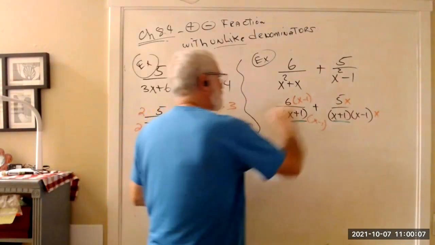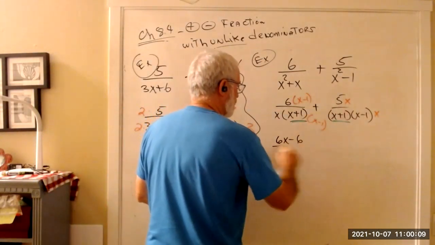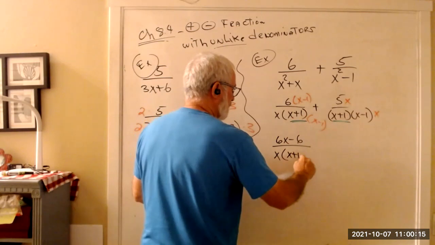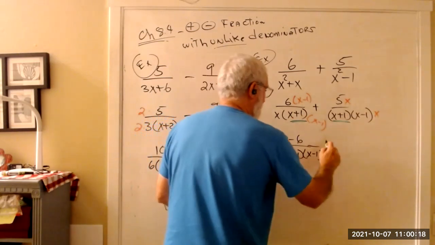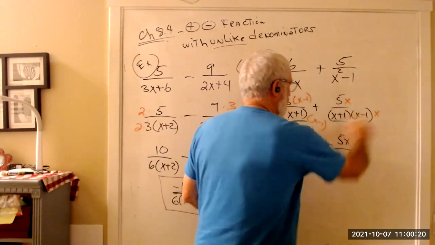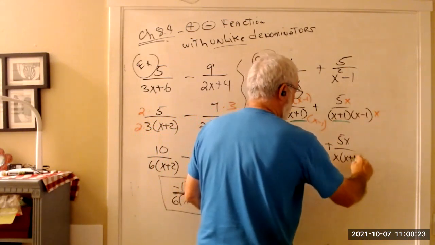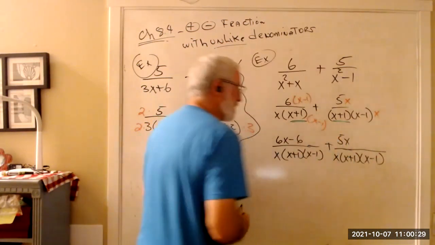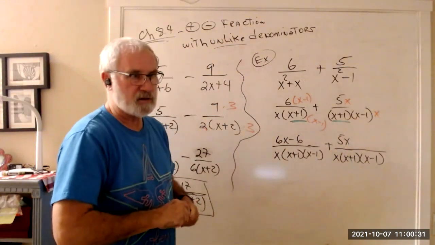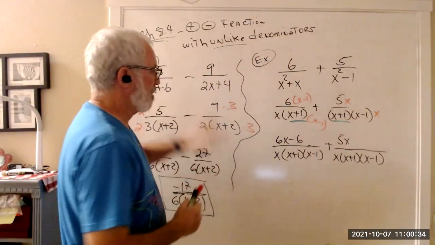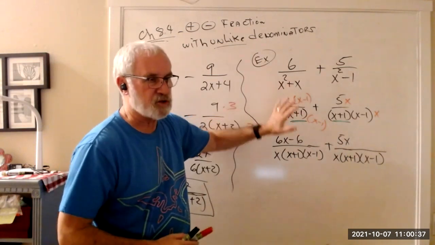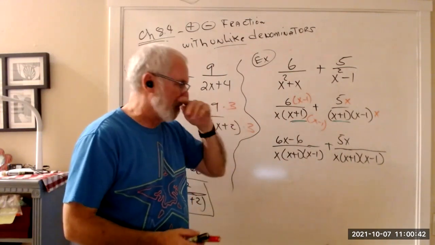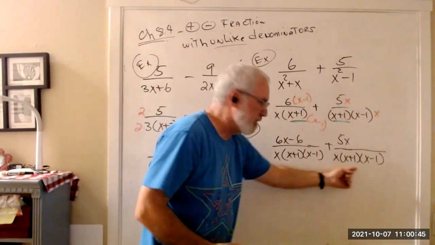So we put all this mess together. So we have 6x minus 6 over this whole stinking thing, x times x plus 1 times x minus 1, plus 5x over x times x plus 1, x minus 1. Notice the denominators are now the same. All of this extra work is meant to get the same denominator. The numerator is all screwed up. We don't care about the numerator. The rule was the denominators have to be the same.